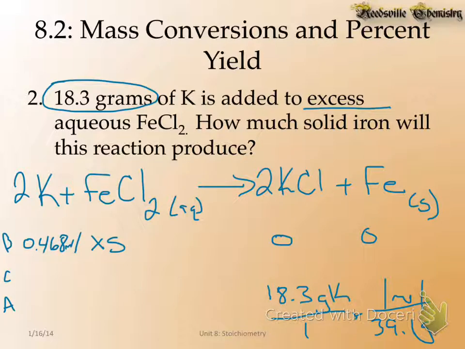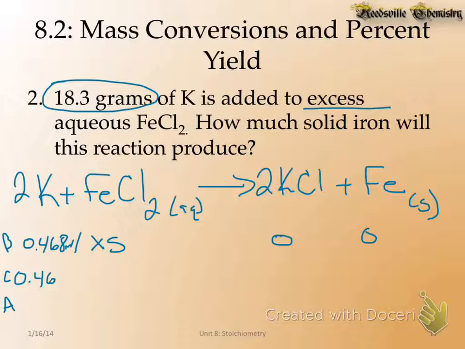Now the change. Okay, we know that as this reaction proceeds, we are going to eat up 0.468 moles. Here it is. 0.468 moles of the potassium. It's going to be all gone. So that goes right here. And remember, that's minus. We got to have the minus sign up there.